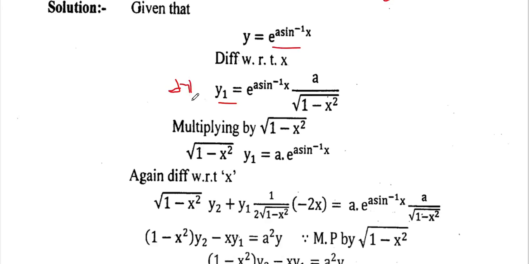So y1 equals e to the power a sine inverse x as it is, into the derivative of a sine inverse x. We know a is a constant, so it is a upon under root 1 minus x square, that is the derivative of sine inverse x. Now multiply on both sides by under root 1 minus x square. So under root 1 minus x square into y1 equals a e to the power a sine inverse x as it is, on the right-hand side.